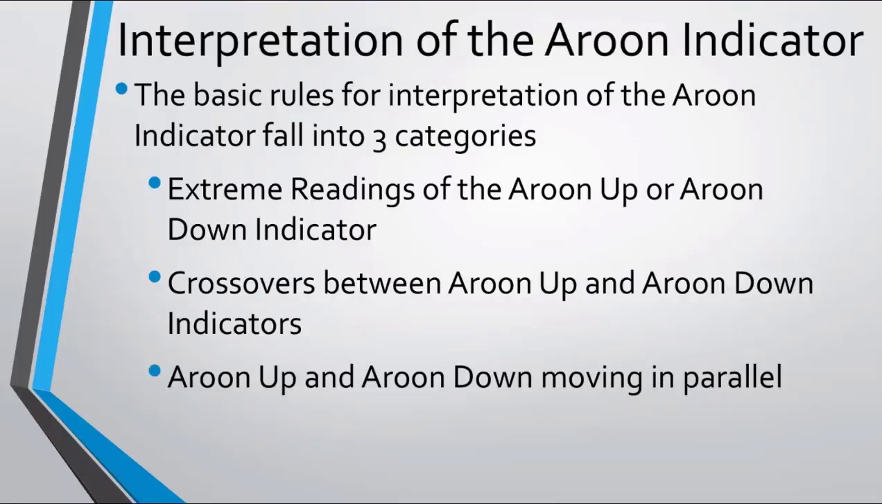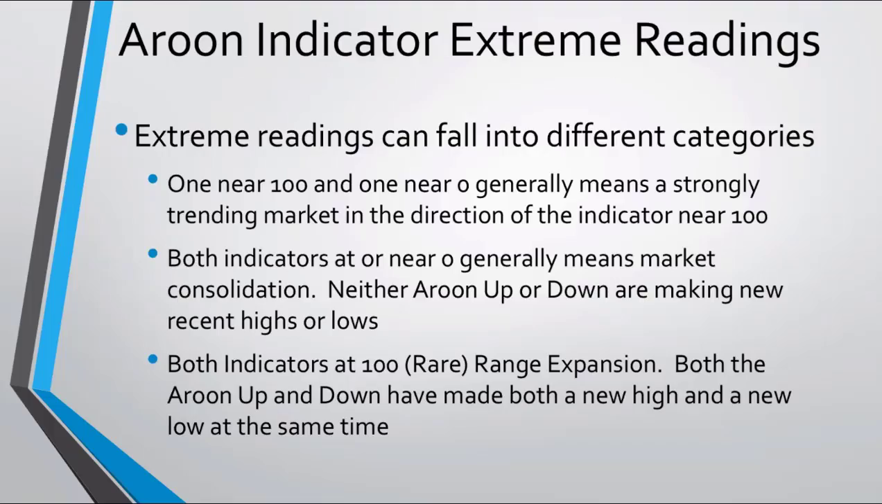You can have extreme readings of Aroon up or Aroon down, the crossovers between the Aroon up and Aroon down indicators, and Aroon up and Aroon down moving in parallel. I'm going to cover the extremes and then turn it back over to Bob for the crossovers and the parallel cases. Extreme readings. These extreme readings can fall into 3 major categories.